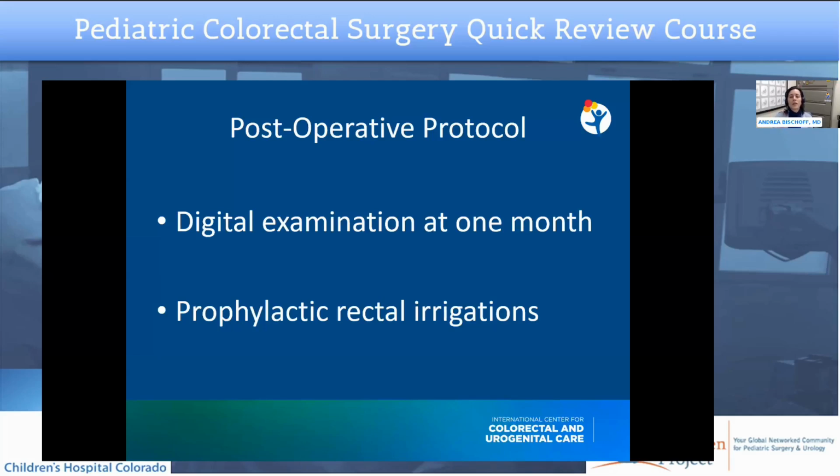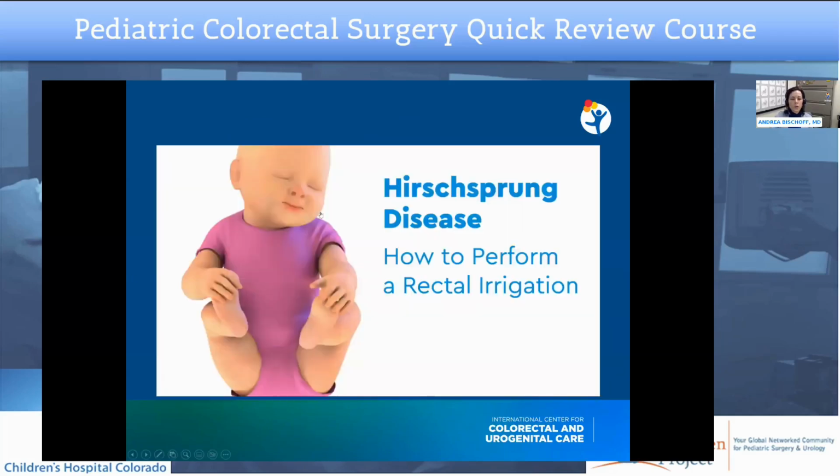At 1 month, they come to clinic, and I do a digital examination. If I can feel the line of my anastomosis, I start the protocol of anal dilation. Sometimes it heals so nicely that you don't feel that line, then you don't need anal dilation. So that's the protocol.